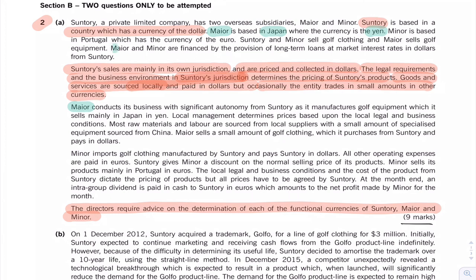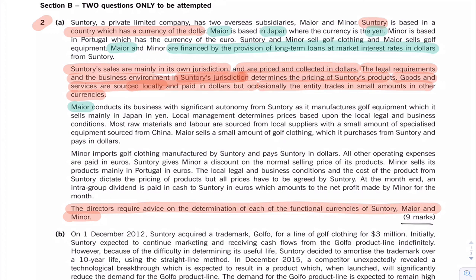And it also says Mayo are financed by long-term loans in dollars. So you could put that in straight away. You could say, well, one of the secondary factors is how are you financed? And we're financed here by dollars. So if you're financed by dollars, then that is an indicator that it's dollars. However, that's not a primary one.